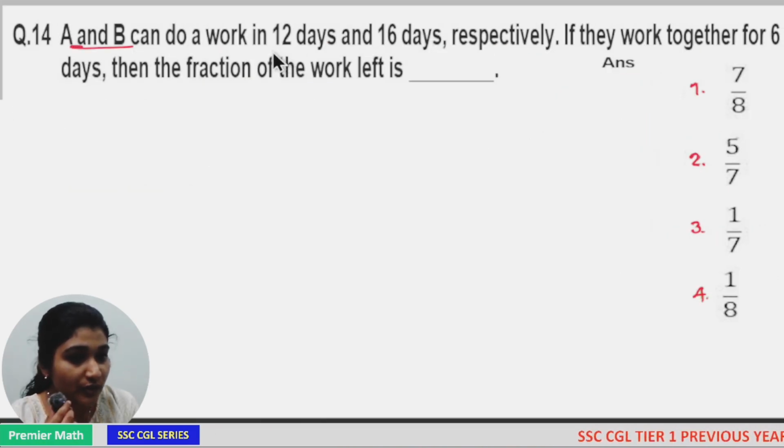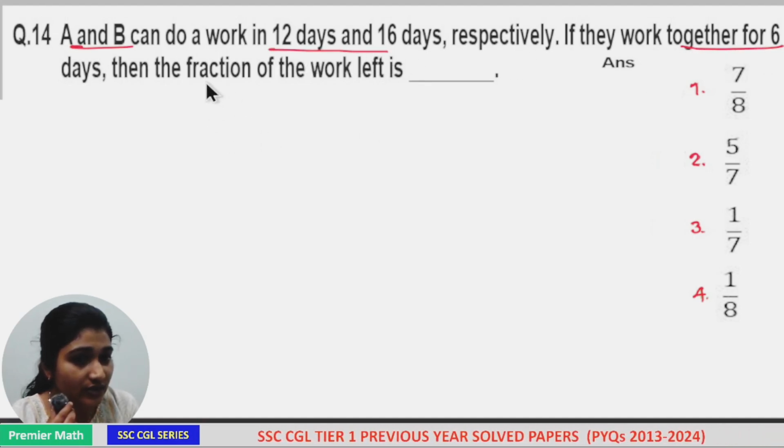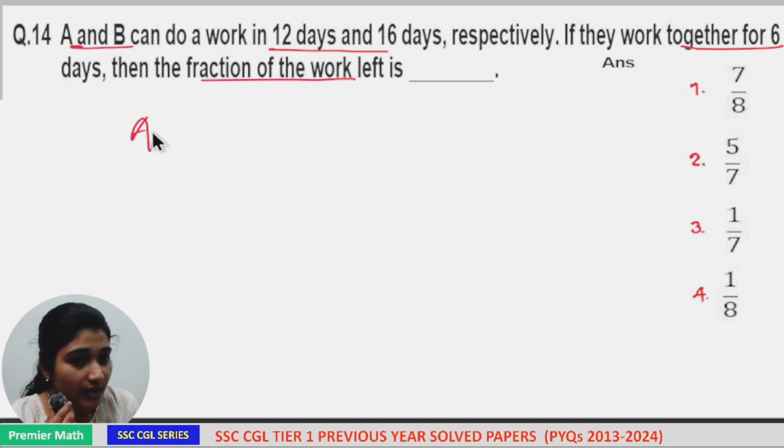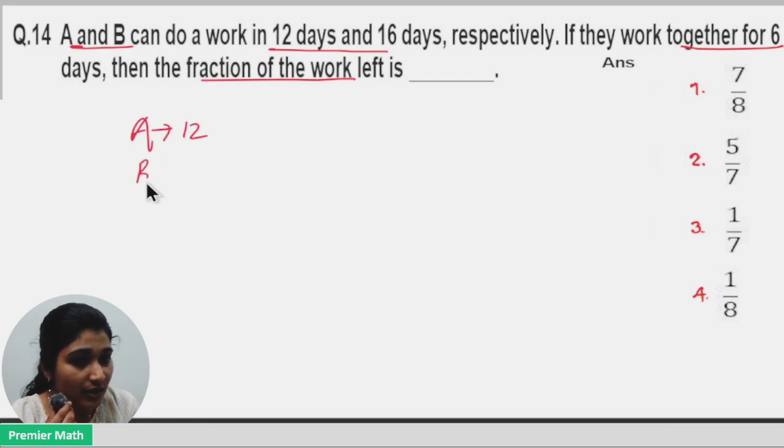A and B can do a piece of work in 12 days and 16 days respectively. If they work together for 6 days, then the fraction of the work left is? Here A can do a work in 12 days and B can do the same work in 16 days. Both are doing the same work.